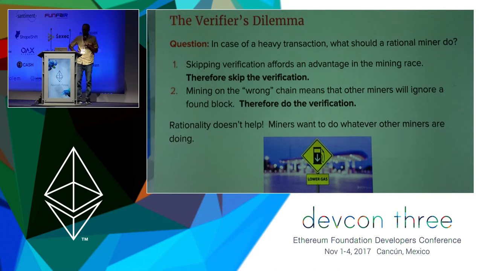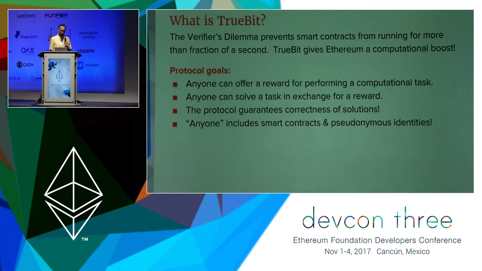Number one, skipping verification affords an advantage in the mining race. So therefore, he has a reason to skip the verification. Mining on the wrong chain, on the other hand, means that other miners will ignore the found block. So therefore, you should not skip the verification. It should be clear from looking at these two statements that rationality doesn't actually help you decide what to do. The miners want to do whatever other miners are doing. So that's the verifier's dilemma.